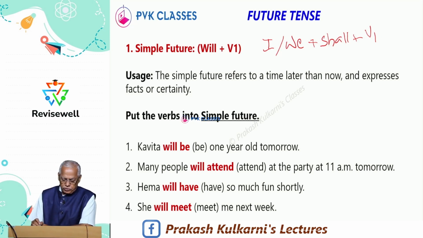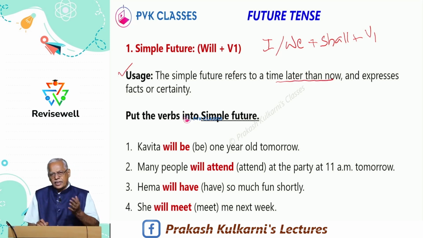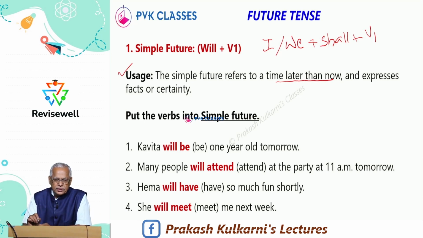Now, simple future, how to use? Simple future refers to a time later than now. So you think that now the time is 2 o'clock, 3 o'clock is treated as future, evening 5 o'clock is treated as future, night 10 o'clock is treated as future, and it expresses either facts or certainty.